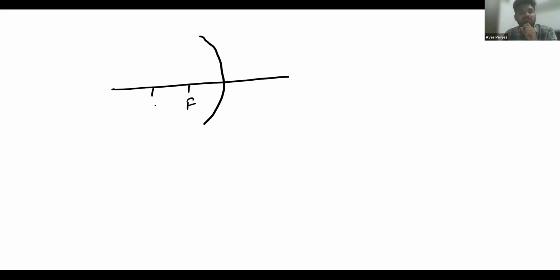So if I'm saying this is focus and this is radius of curvature, okay, and if the object is placed beyond R, then the image is formed here and this is diminished. The case first is this one. But this type of image formed is real image.